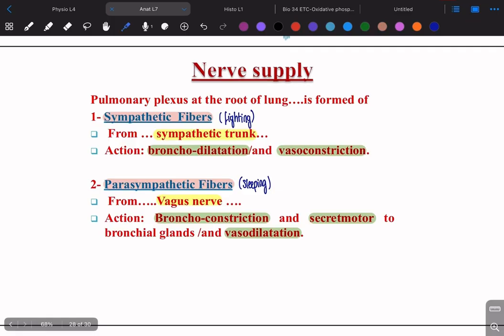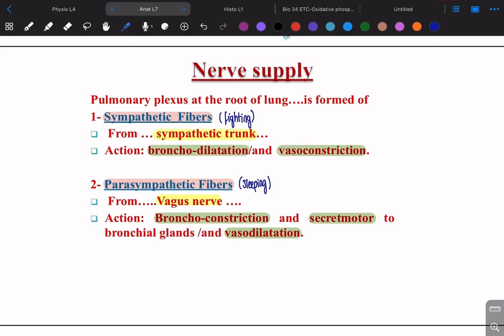For the nerve supply, we have sympathetic fibers and parasympathetic fibers. The sympathetic are the ones we use when we're fighting or when adrenaline is high. And the parasympathetic is the one used when we're sleeping or relaxed. So the parasympathetic is the vagus nerve, okay? Its actions are bronchoconstriction. This is part of the physiology lectures. Bronchoconstriction, vasodilation and all that.